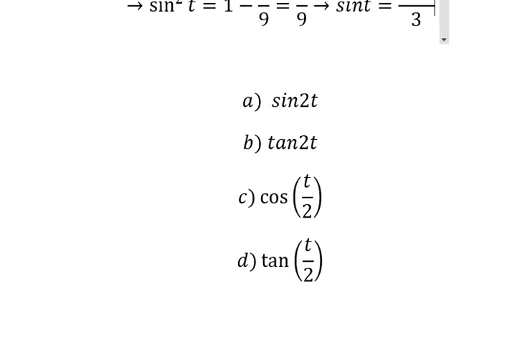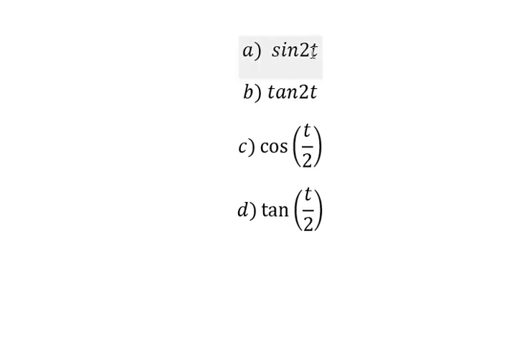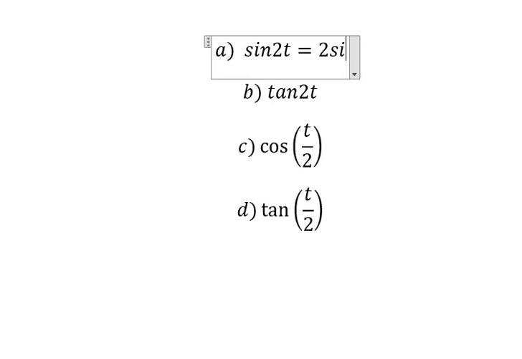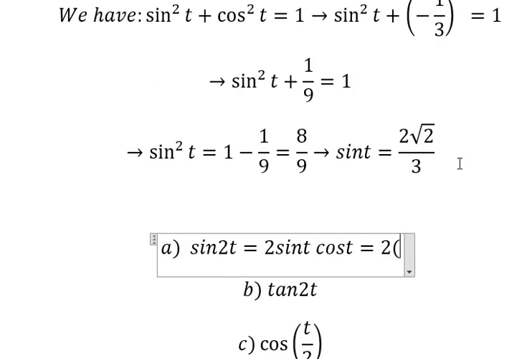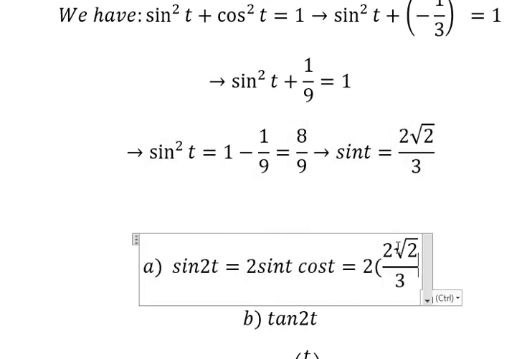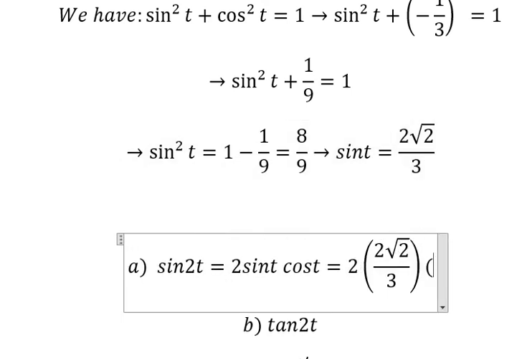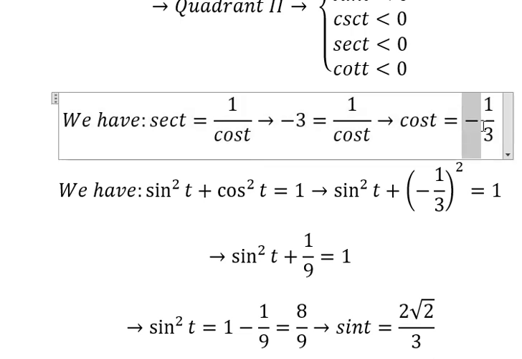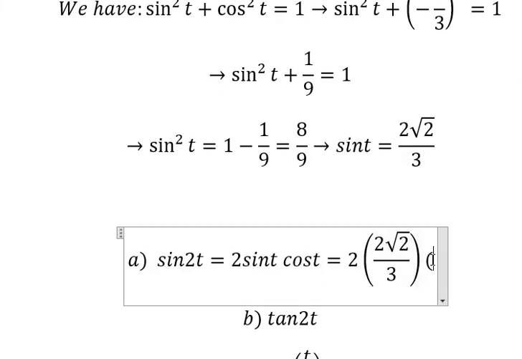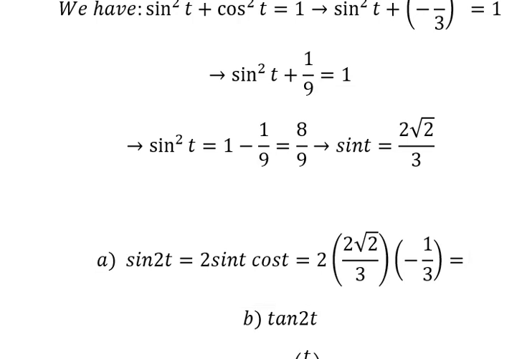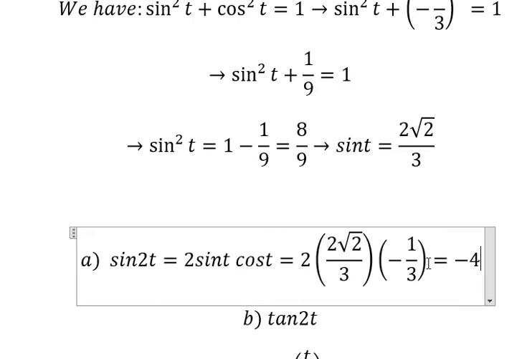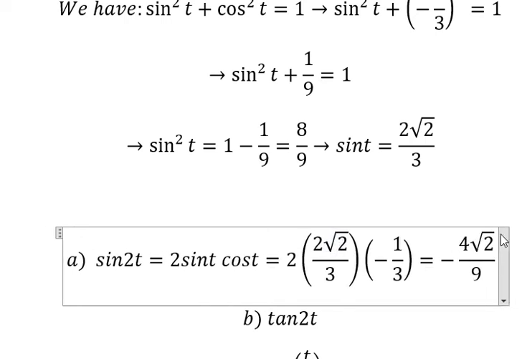Next, we know that sine 2t equals 2 sine t cosine t. We have sine t that is this one, and cosine t that is this one. So we calculate this. So we have negative 4 times the square root of 2 over 9. And this is the answer of question A.